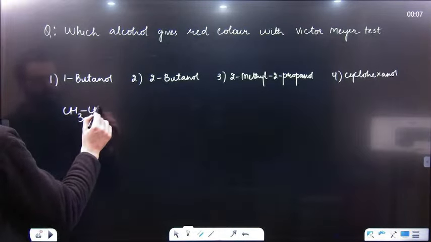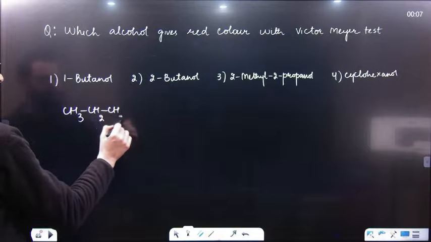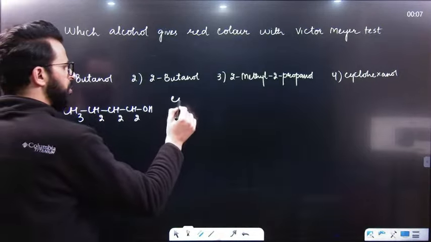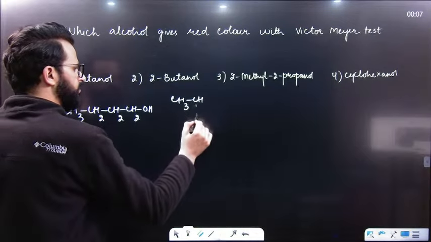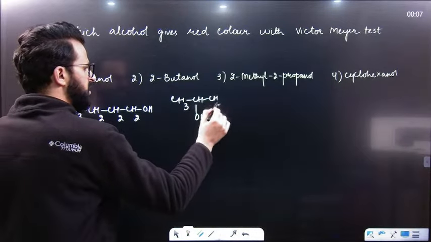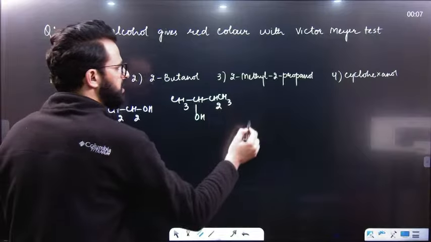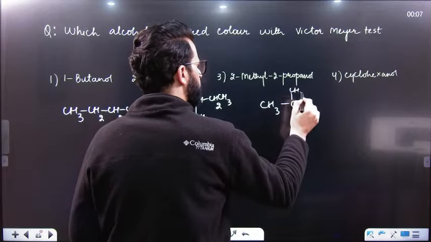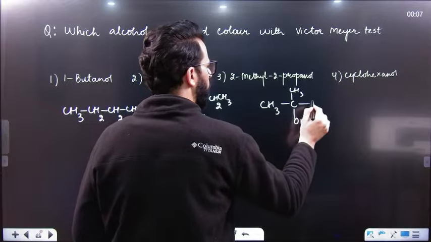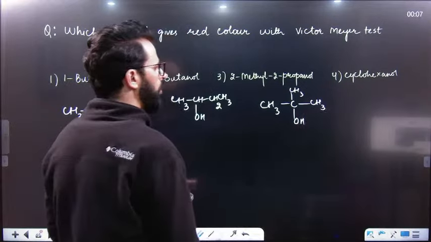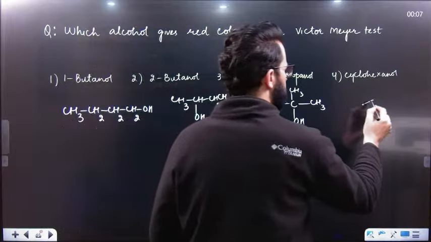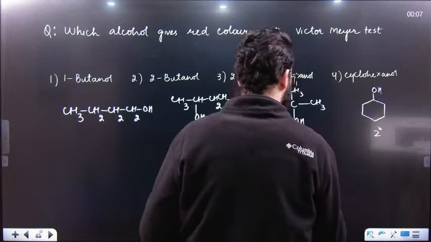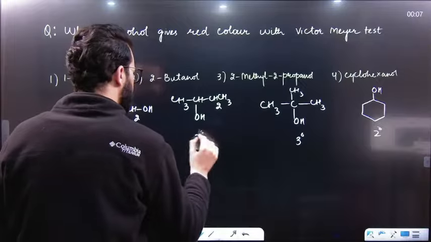This is butanol. That means this is primary. This is butanol, which means it is secondary. This is 2-methylpropan-2-ol. This is tertiary. And this is cyclohexanol. This is secondary. So this is secondary, this is tertiary, this is secondary, this is primary.